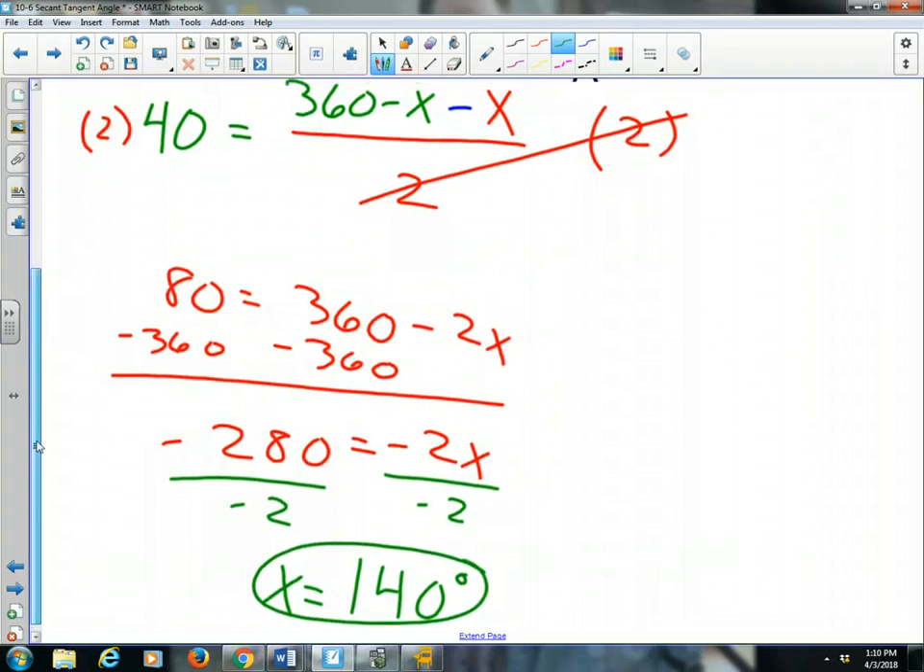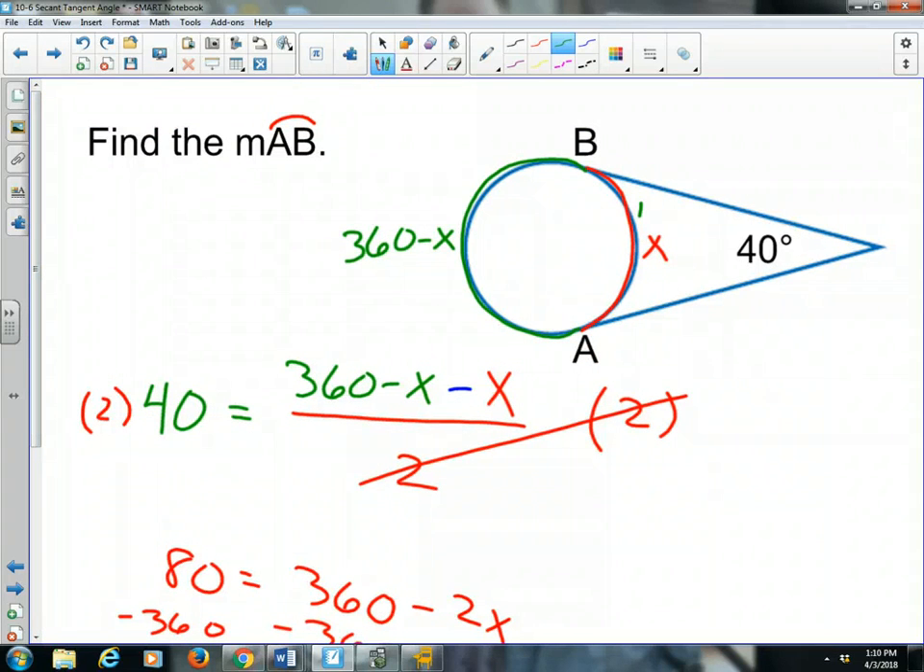So I know that my minor arc is 140 degrees. So now if I want to, I could find my major arc, my big arc, by taking 360 minus 140 degrees. That concludes our lesson for today.